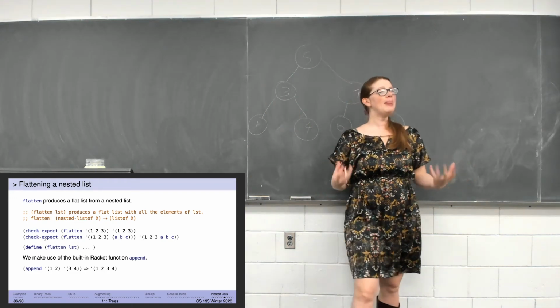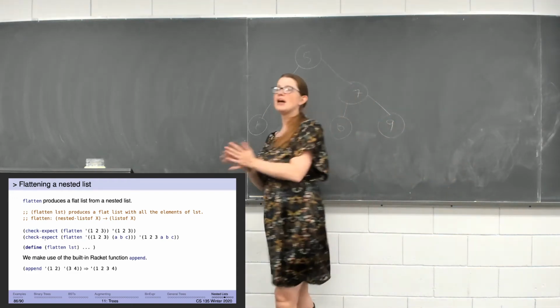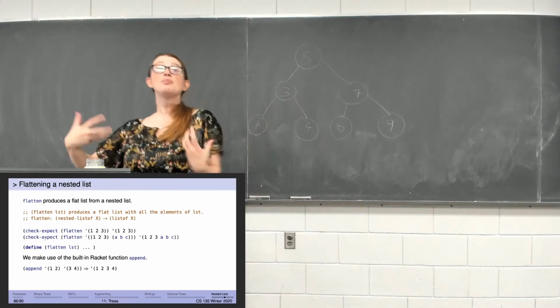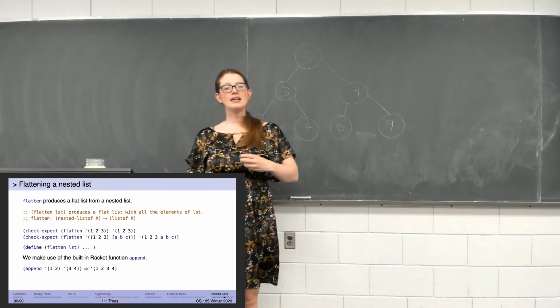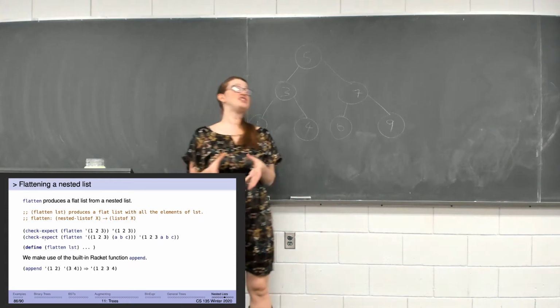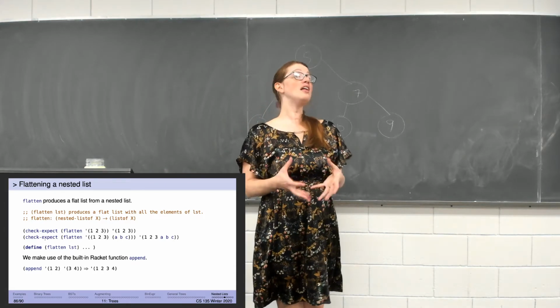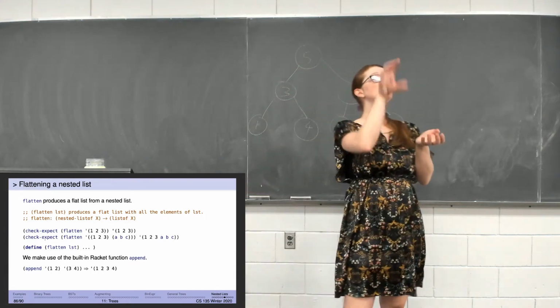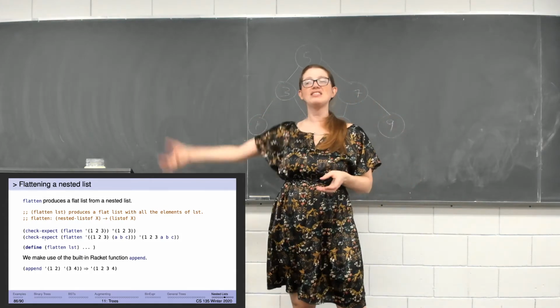So in order to flatten the list, well, if the list is empty, I produce empty, because I'm going to produce a new list. And if the first item of the list is just an item, i.e. it's not a list, then I want to cons that item onto the flattened rest of the list.